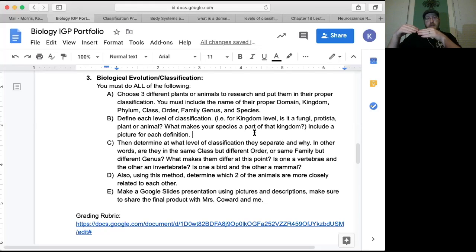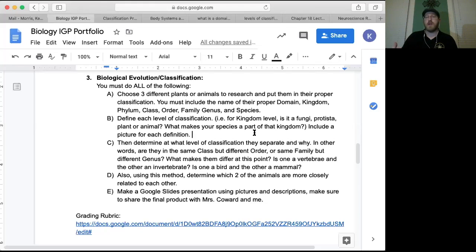So if they share a phylum but have a different class, tell me that. After you've done all of the labeling for all 3 organisms, give me a slide that tells me at what level each one separates from the other, and then tell me why they separate at that level. Did you choose a reptile, an amphibian, and a mammal? And so they separate out there.